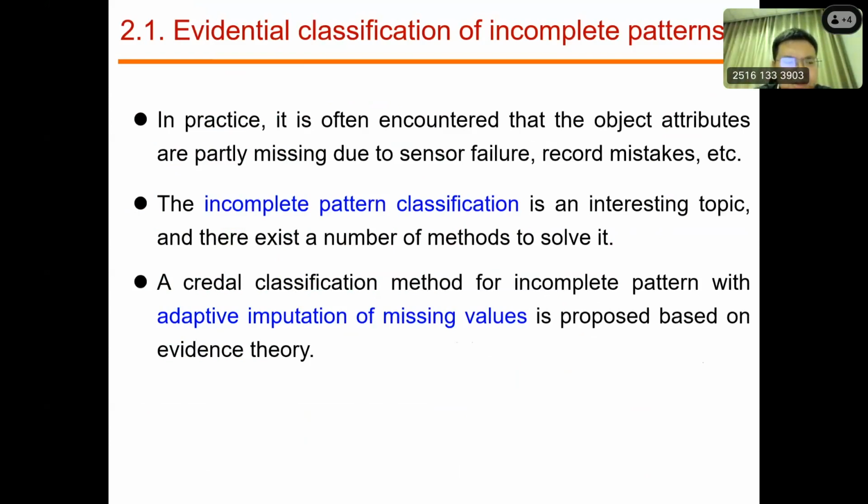In previous work, usually they want to classify such patterns with missing values into a specific or particular class. In such a case, we think this is maybe not very reasonable, because the error risk is usually very high. So I think maybe we should put them into some sets of classes to use the imprecision to reduce the error. So we propose a method with adaptive imputation of the missing value.